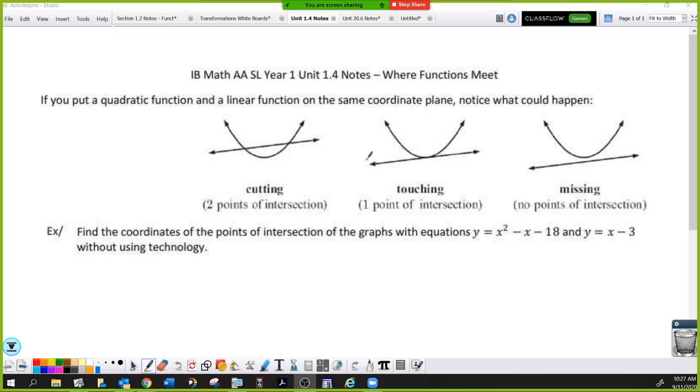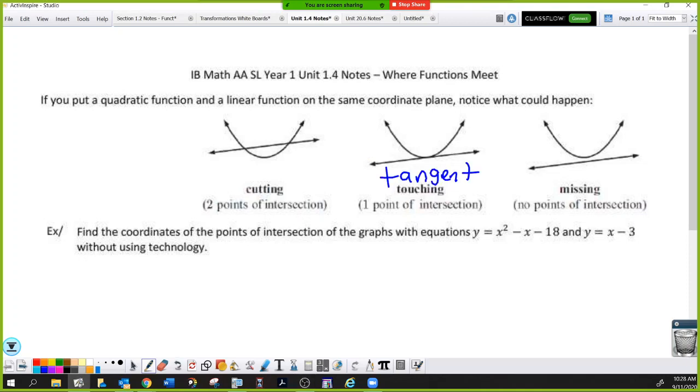1.4, where functions meet, and our discriminant is going to come up again. If you put a quadratic function and a linear function, meaning a straight line, in the coordinate plane, only three things could happen. That straight line could cut the parabola, that means hit it twice. That straight line could touch the parabola, that means hit it once. Oh, and by the way, there's a special word for that.